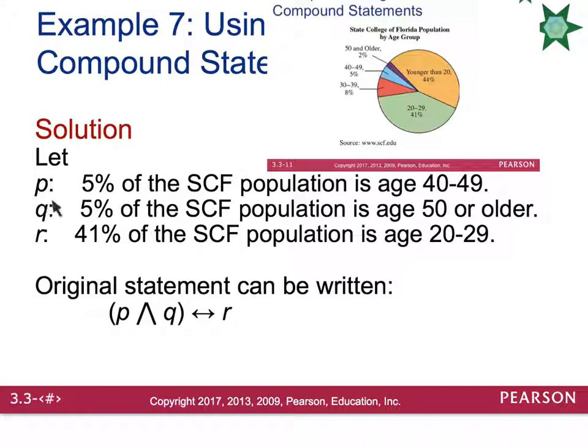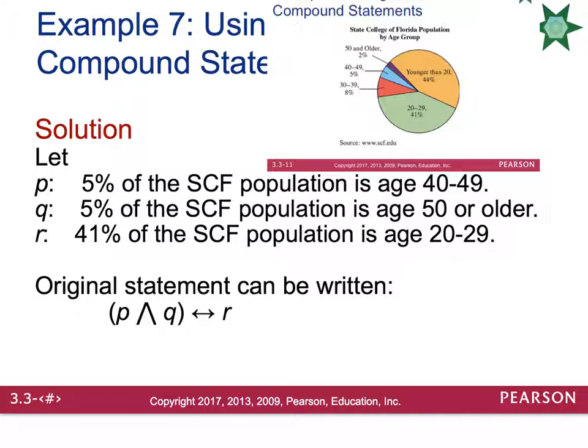Okay, so we'll make P be 5% of the population is 40 to 49. Q would be 5% of the population is age 50 or older, and R would be 41% of the population is 20 to 29. Remember, we're saying R if and only if P and Q. So we can say 41% of the population is 20 to 29 if and only if 5% is age 40 to 49, P, and 5% of the population is 50 or older. So we're going to translate that statement into symbolic logic: P and Q, comma. Remember we had a parentheses because we had a comma in this statement. If and only if R.